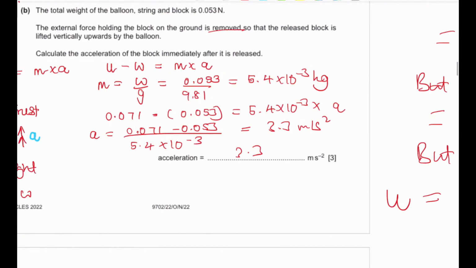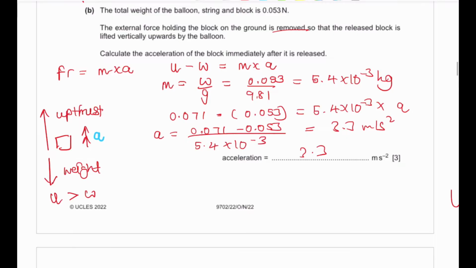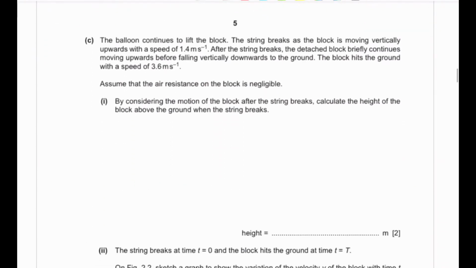Just think of this. Whenever you see the word acceleration, it immediately means that there's an upthrust force acting upwards, and the weight force acting down. So how do you find the difference in these two forces? That's your resultant force. Whenever there's an acceleration, there has to be a resultant force. So what is the resultant force? Find the two forces acting and subtract the two forces. Move on to the next question.